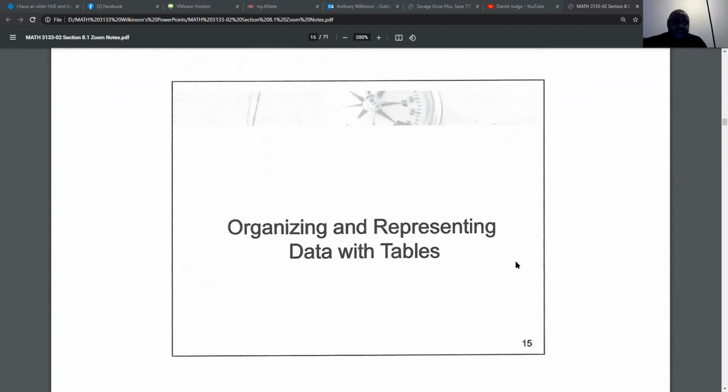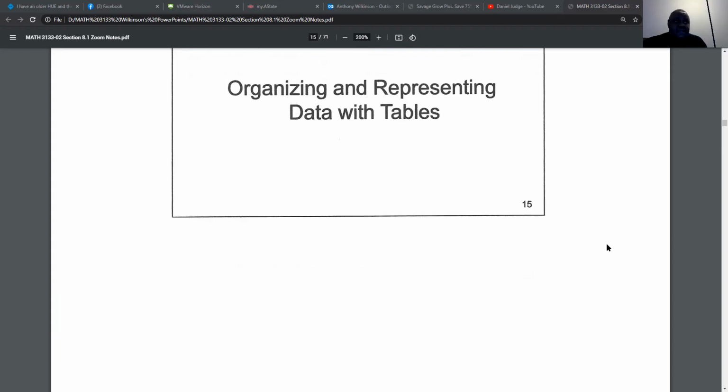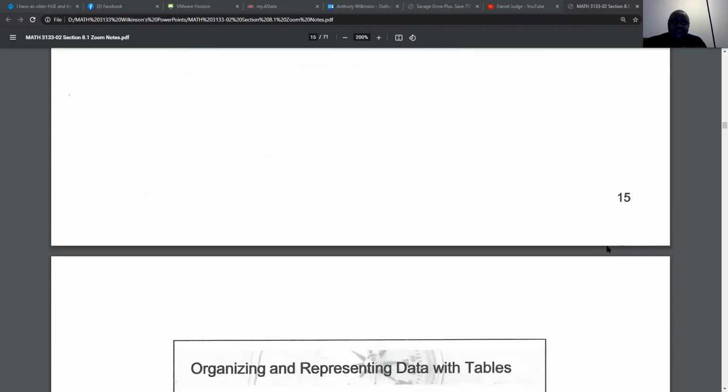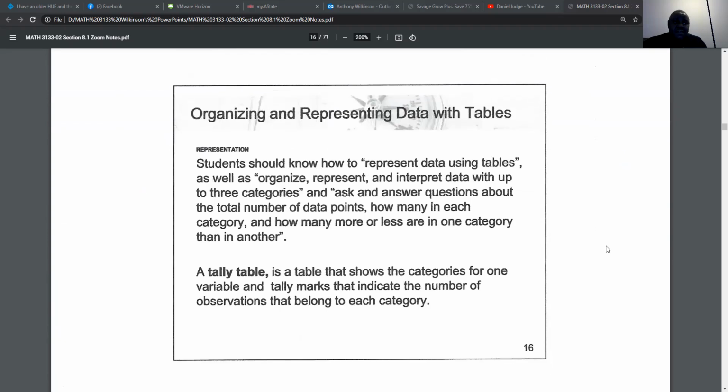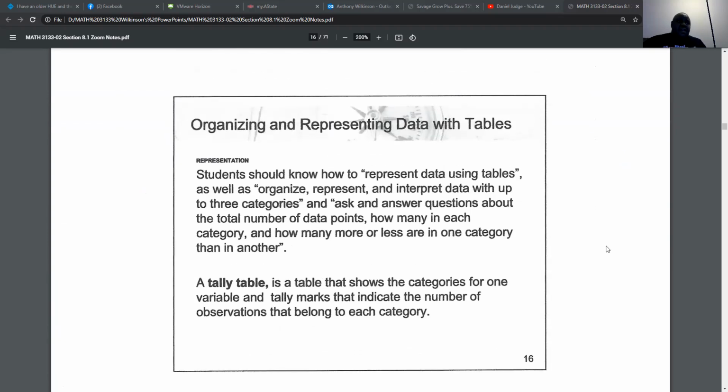All right, now we're going to talk about how to organize and represent data with tables. That's the next thing we'll look at here. First of all, the first table we'll talk about is a tally table. It is a table that shows categories for one variable and tally marks that indicate the number of observations that belong to each category.